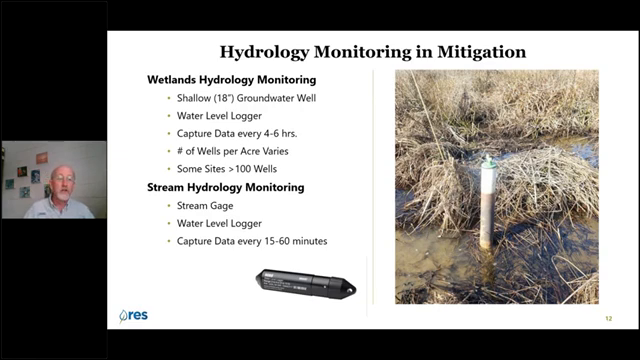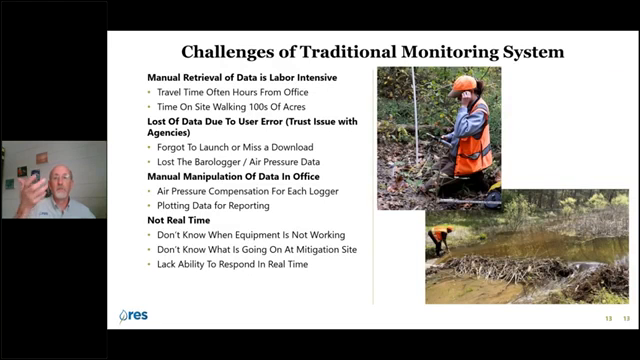Stream hydrology, we would put in a stream gauge built somewhat differently than the groundwater well you see in the photo. But again, water level logger down the pipe. It's programmed to capture data every 15 to 60 minutes because we really want to get the hydrograph of storm events that occur. So, pretty simple set of field equipment and a very reliable monitoring device.